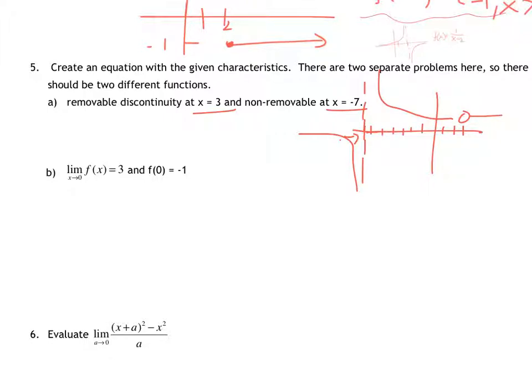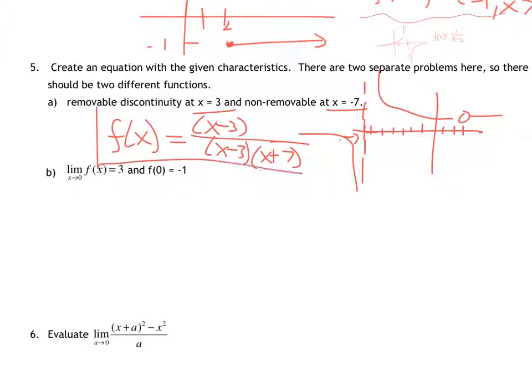So the key is that we got a function f of x, and if something is removable, then that's going to be something that can cancel: x minus 3 over x minus 3. Something that can't be removed is x plus 7. 7 is always a problem. And so there's your function right there. The minus 3's could cancel if we wanted to, but the plus 7 can't.